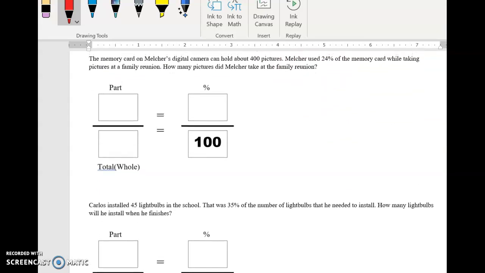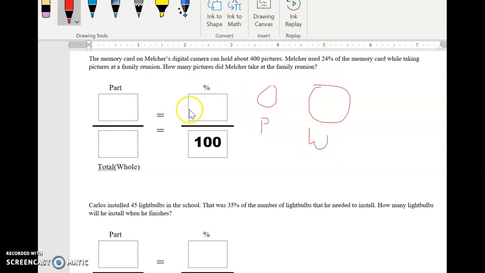The memory card on Melcher's digital camera can hold 400 pictures. Melcher used 24% of the memory card while taking pictures at the family reunion. How many pictures did Melcher take at the family reunion? So I'm going to do the same thing. I want to draw a little circle for my part and a big circle for the whole.